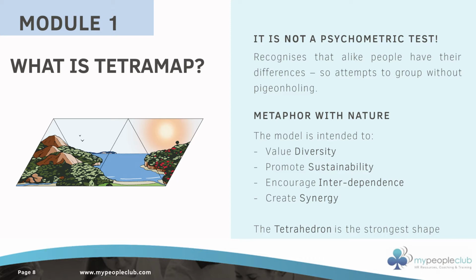So if you think about a little acorn that needs to grow into a tree, it needs 4 elements to do that. And I'll explain those in a bit of detail on the next slide. It needs the earth and the air and the water and fire. But nature is all about diversity, sustainability. So just living and keeping going, and a tree dropping more acorns that grow into more trees, encouraging that interdependence and synergy, so synergy between the elements. And that's where TetraMap comes from.